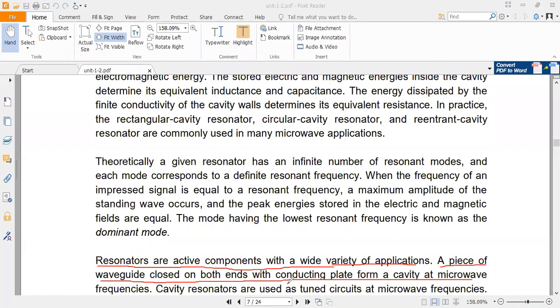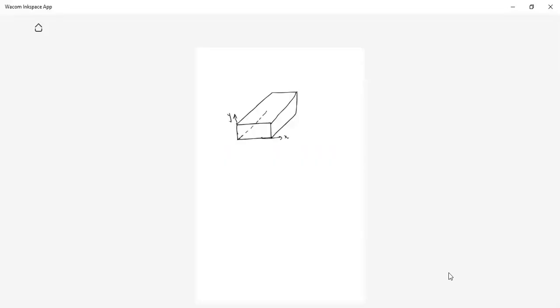and the wave propagates in the... Yeah. So this is a rectangular waveguide. This is my X, this is my Y, and the wave propagates in the positive Z direction. That's what we have done the analysis of in previous classes. Now this is one end. So this is the other side also.